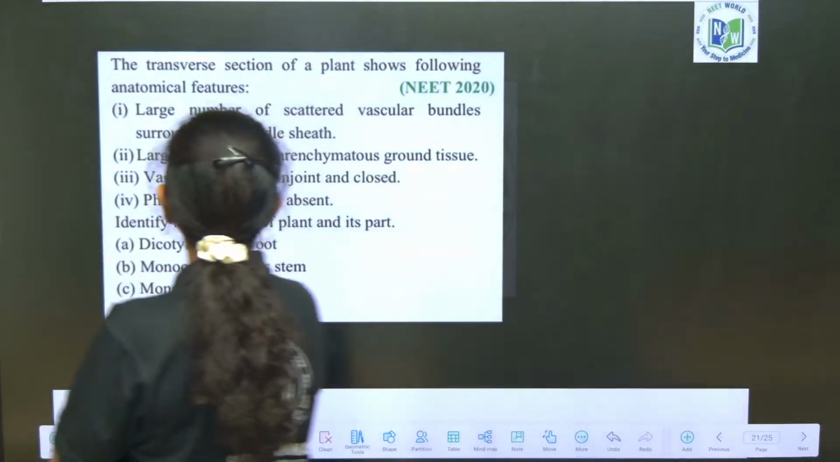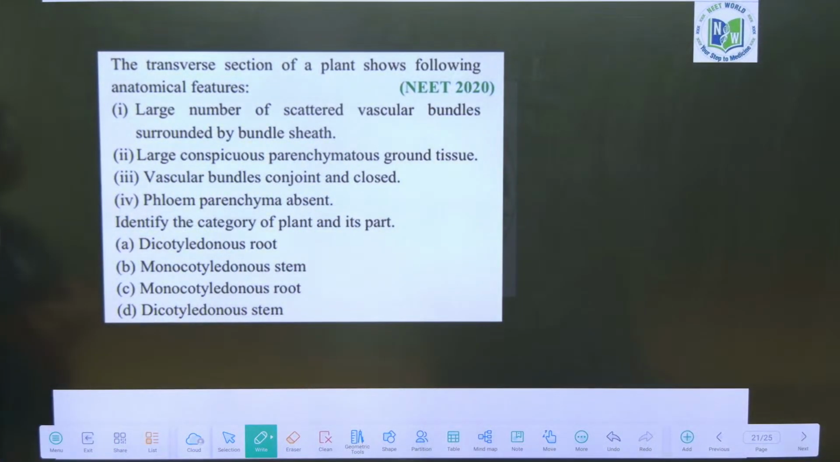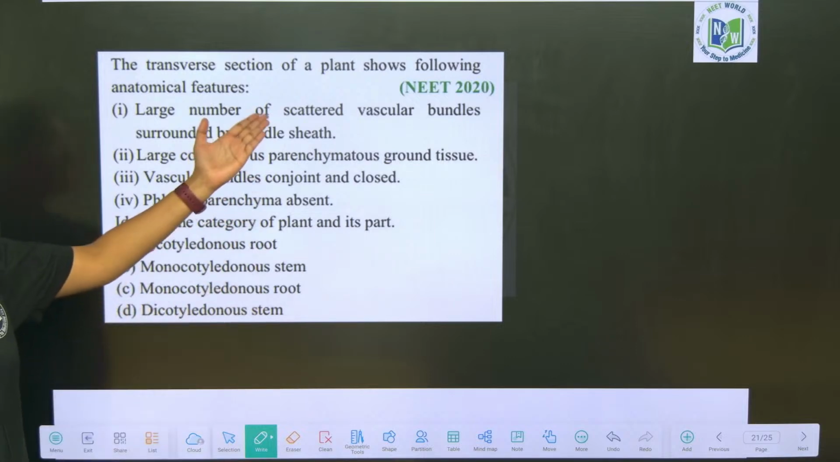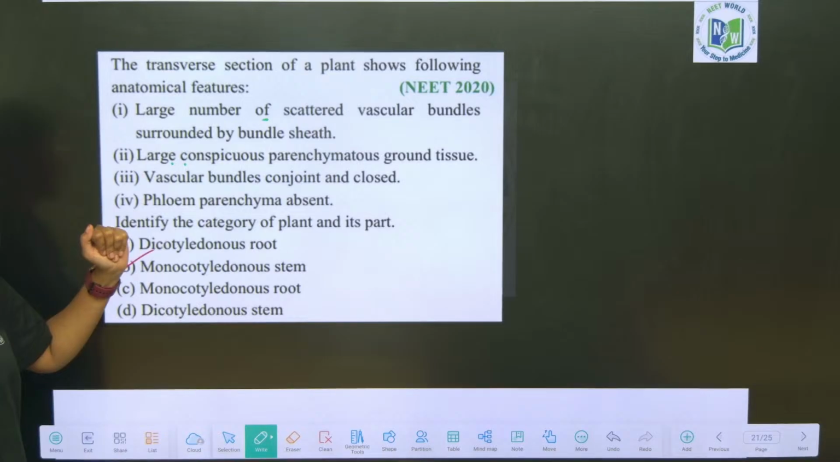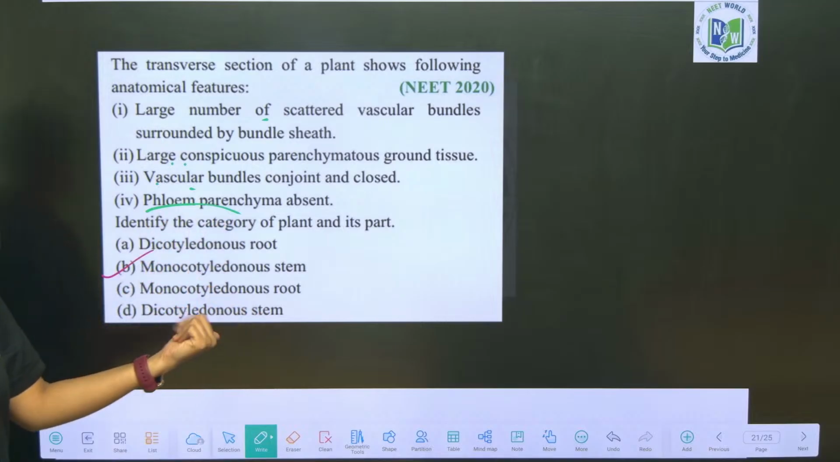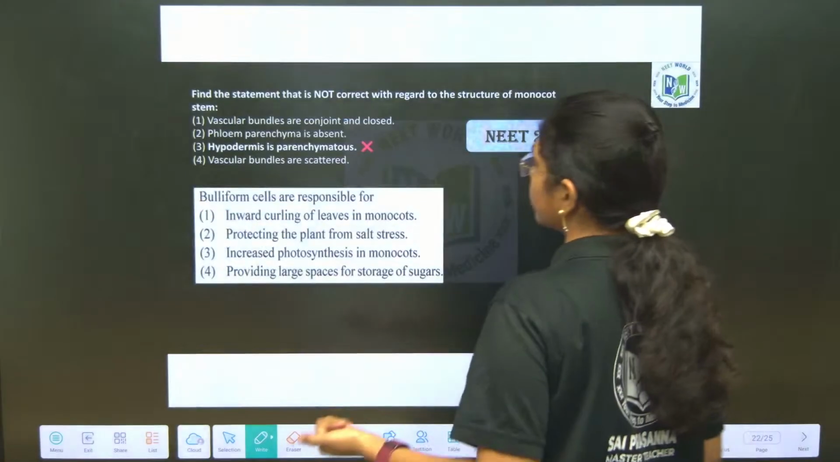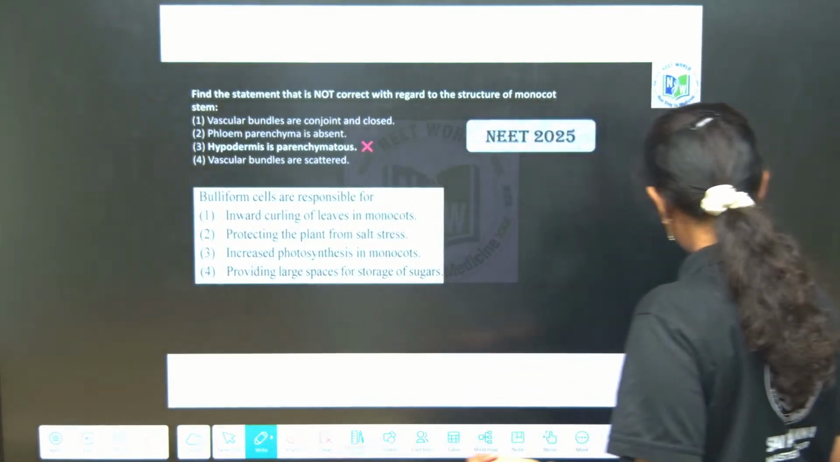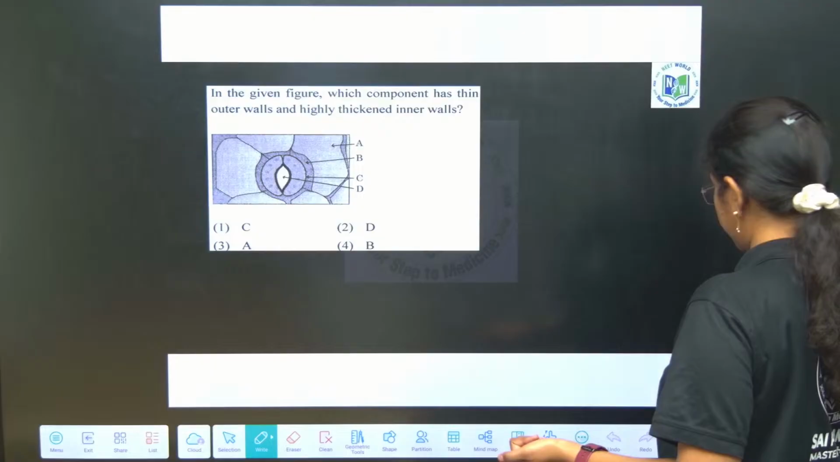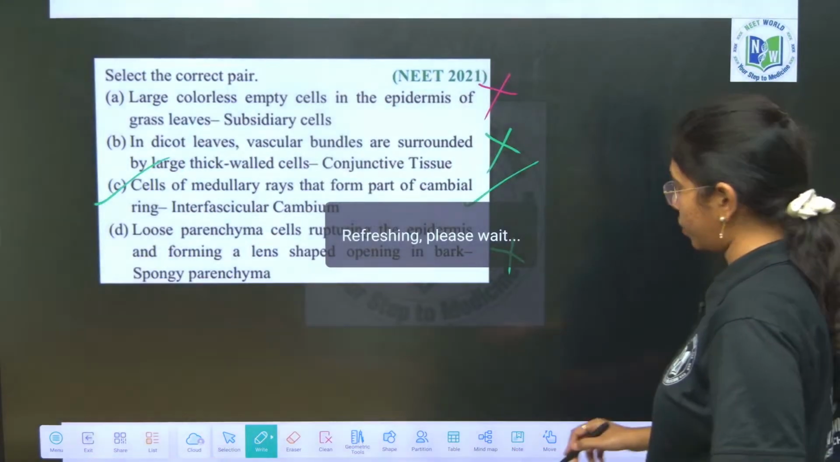The transverse section of a plant shows the following anatomical features: large number of scattered vascular bundles, conspicuous parenchymatous ground tissue, vascular bundles conjoined and closed, phloem parenchyma absent. It is very simple to identify. What is it talking about? Scattered vascular bundles, large conspicuous parenchymatous ground tissue, conjoined and closed vascular bundles, phloem parenchyma absent. This you have already answered. That's it with NEET previous year questions.